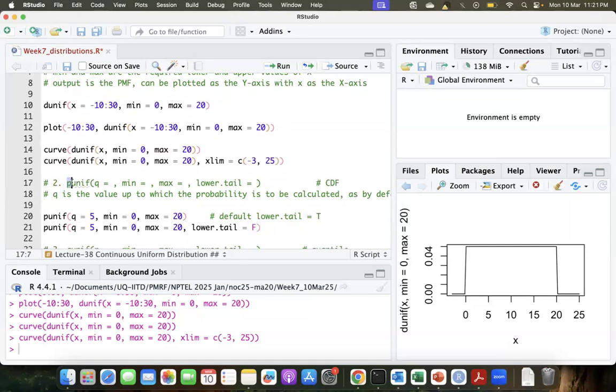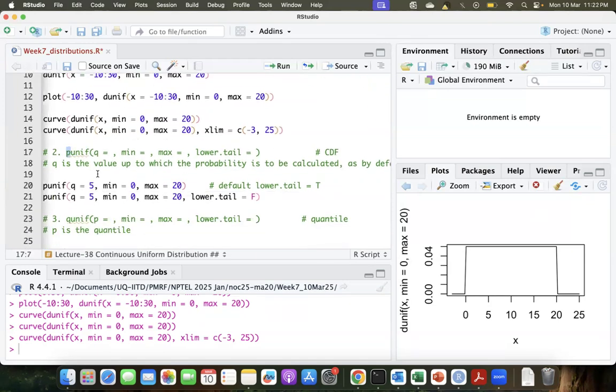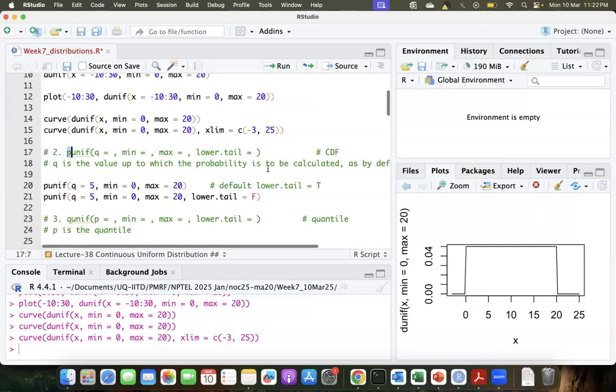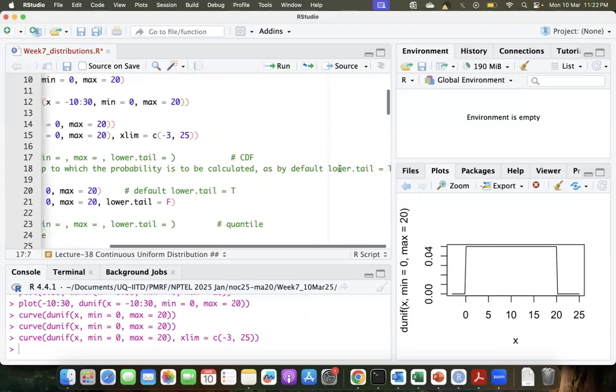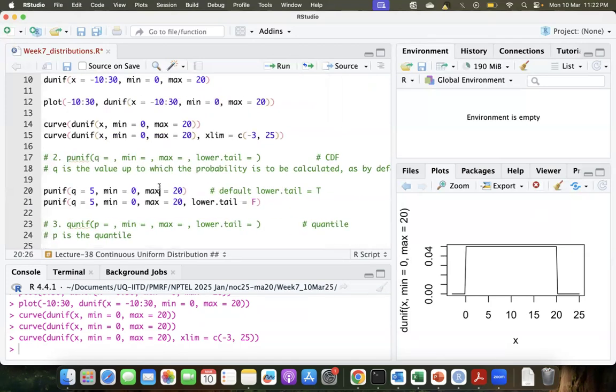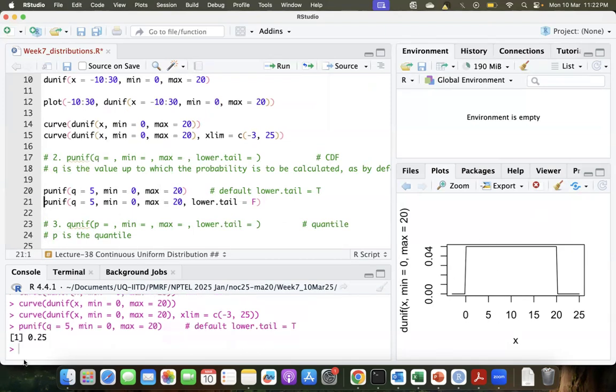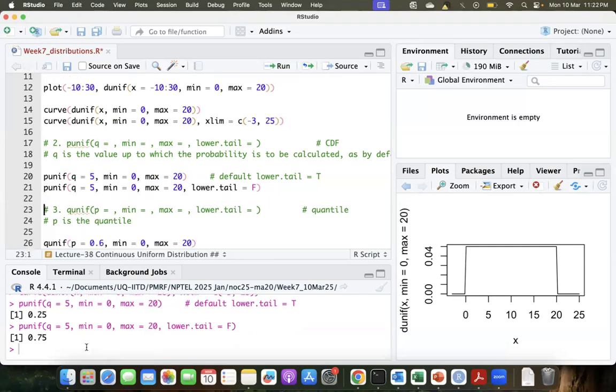Then P, that's going to be used for probabilities or CDF. So again, the value up to which the probability is to be calculated, because remember by default, lower tail was true. So if we are doing it up until 5, you can see this is 1/4 of the total value. So you should get 0.25, and that's what you get. If you want to find the probability of x being greater than 5, you can either do 1 minus the first thing, or you can do lower tail false. That gives you 0.75, so that's also okay.